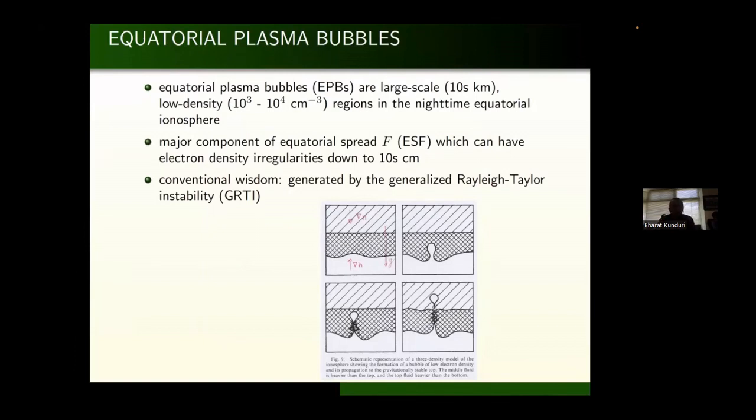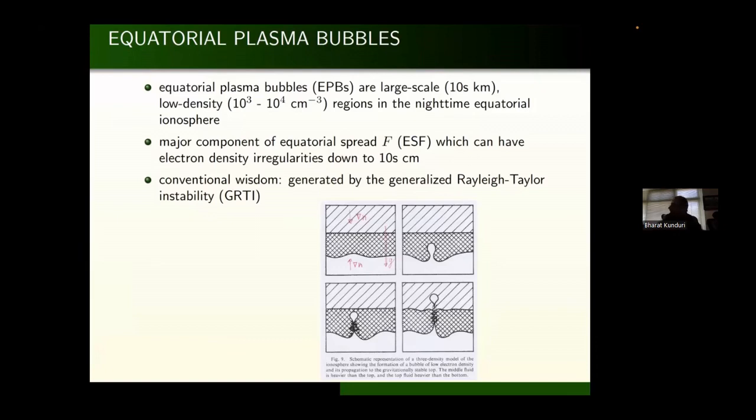The conventional wisdom was this is generated by the so-called generalized Rayleigh-Taylor instability, or interchange instability. This comes from Woodman and Hose in 1976, which is a cartoon of what they imagined could happen. This is the F region. This is the high density region. This is lower density. This is lower density. So the density gradient points up on the bottom, points down at the top, and gravity is pointing down everywhere. Where you have gravity and the density gradient in opposite directions, that gives rise to an interchange instability, or possibly an interchange instability.